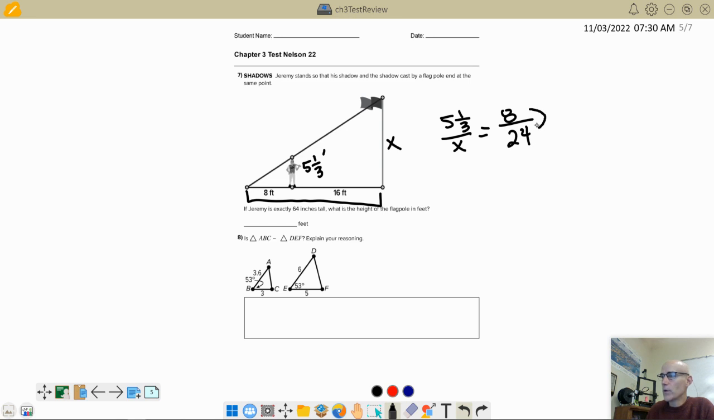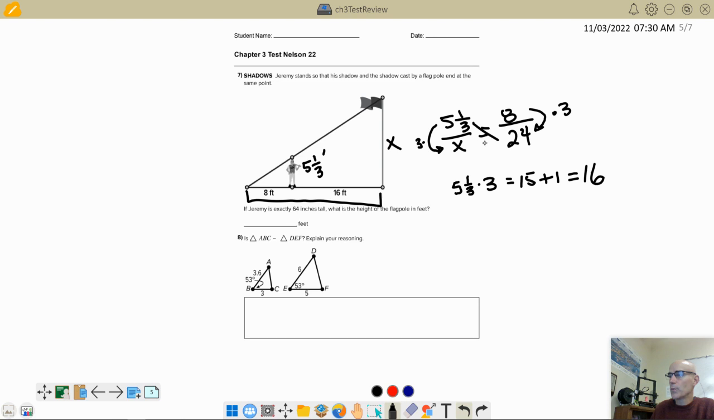They said, hey, look, I know the denominator is 3 times as big as the numerator. So what is 3 times 5 and a third? 5 and 1/3 times 3. Well, 3 times 5 is 15 plus 3 times 1/3 is 1. So I get 16. All right.